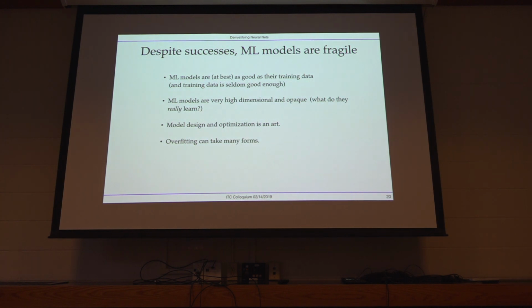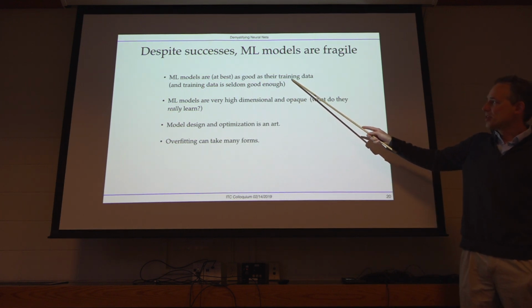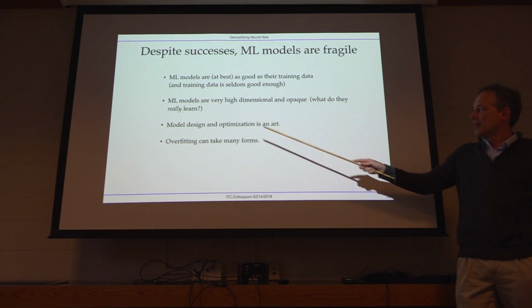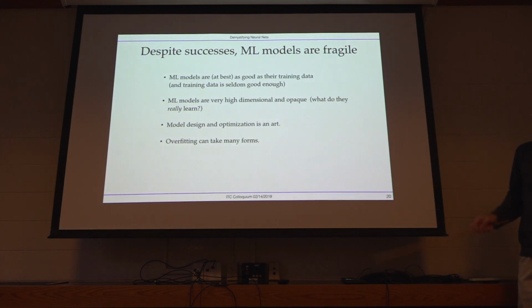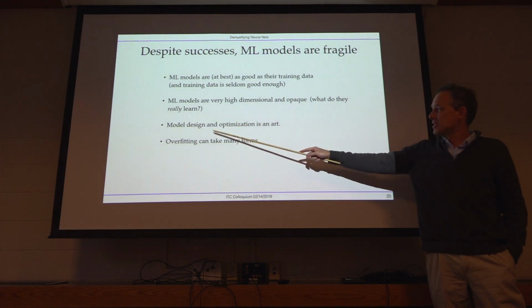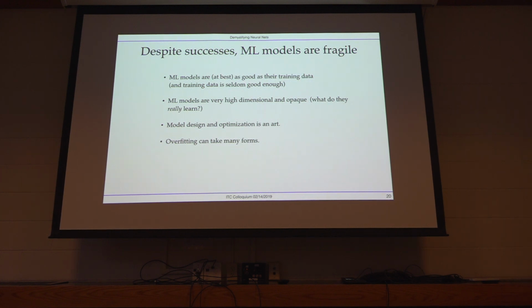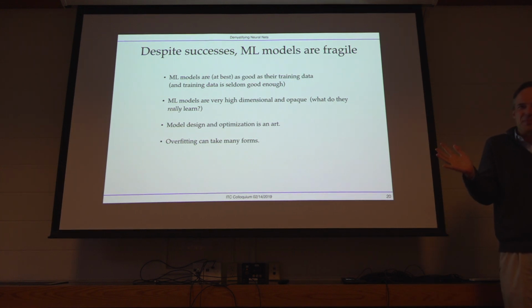Because despite all these successes, these machine learning models, and deep neural nets in particular, are fragile. They're only as good as their training data, and that's seldom good enough. They're very high dimensional and opaque, so we have trouble figuring out what they've actually learned. And so for those reasons, the model design and optimization is really an art. When you talk about people who do this for a living, there's, oh, well, it doesn't work. Well, add some more layers. Well, I don't know, try a different activation function in layer 13. Well, maybe we should try a different temperature on the softmax output. And they turn all these knobs, and finally they get something they're happy with. This is extremely unsatisfying to a physicist.